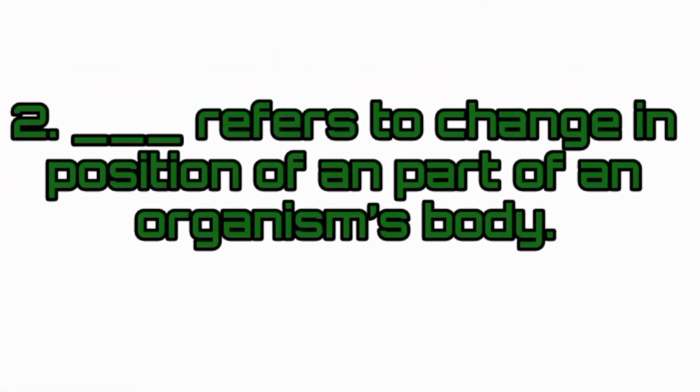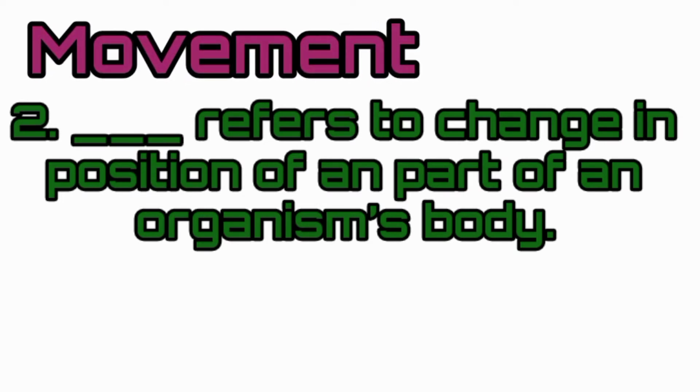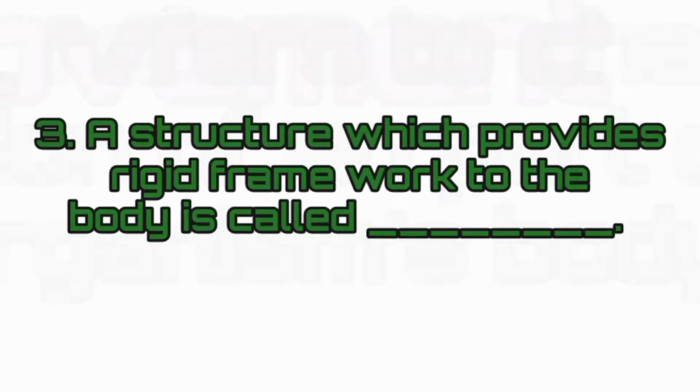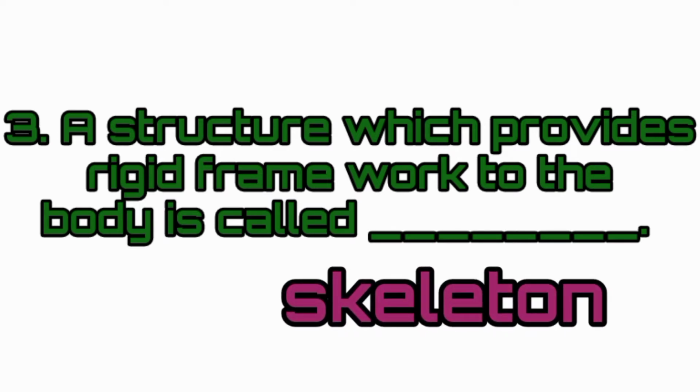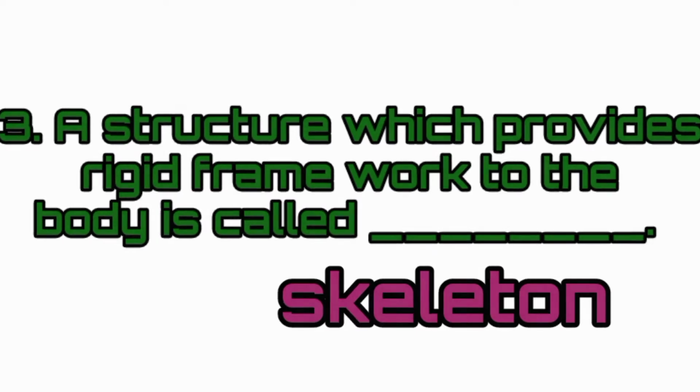Dash refers to change in position of the part of an organism's body. Answer: movement. Movement refers to change in position of the part of an organism's body. A structure which provides rigid framework to the body is called as answer: skeleton. A structure which provides rigid framework to the body is called skeleton.